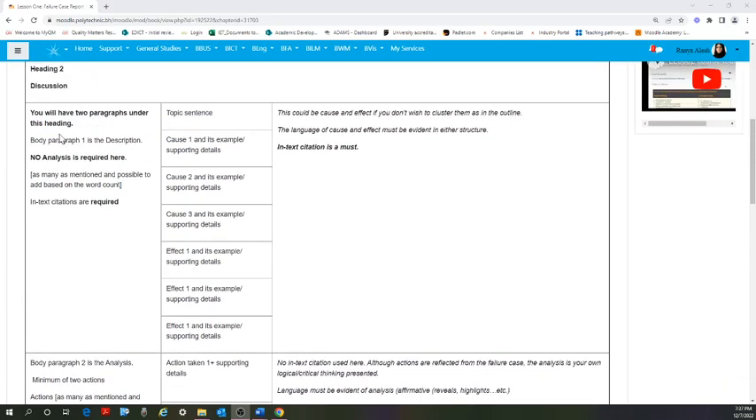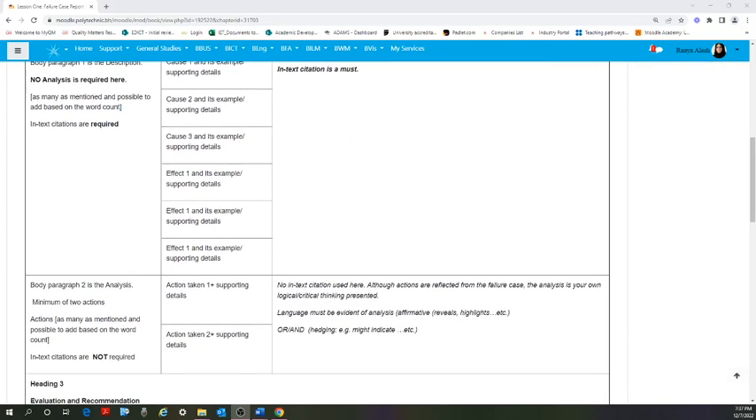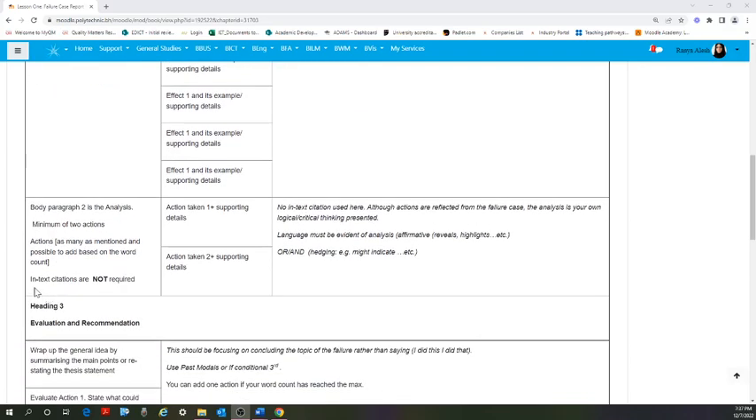Now, an important note regarding body paragraphs is that in the first body paragraph, which we call the description, we need to have in-text citation, while in the second body paragraph, in-text citations are not required.